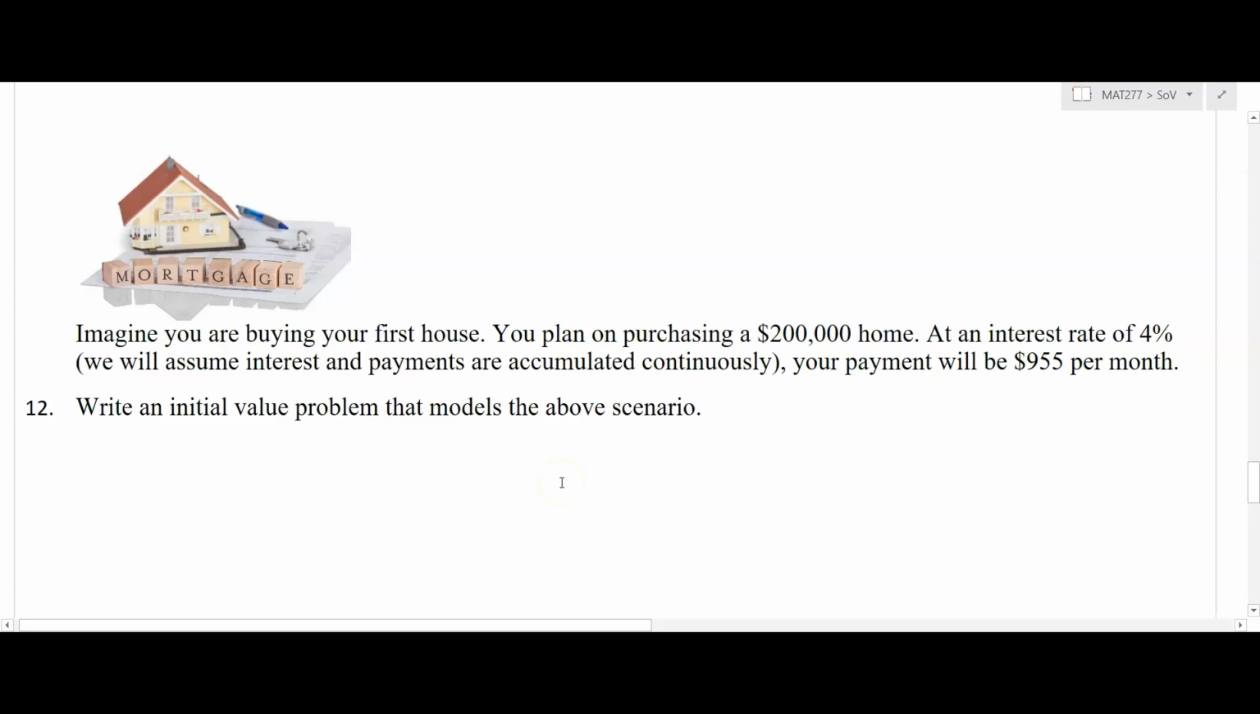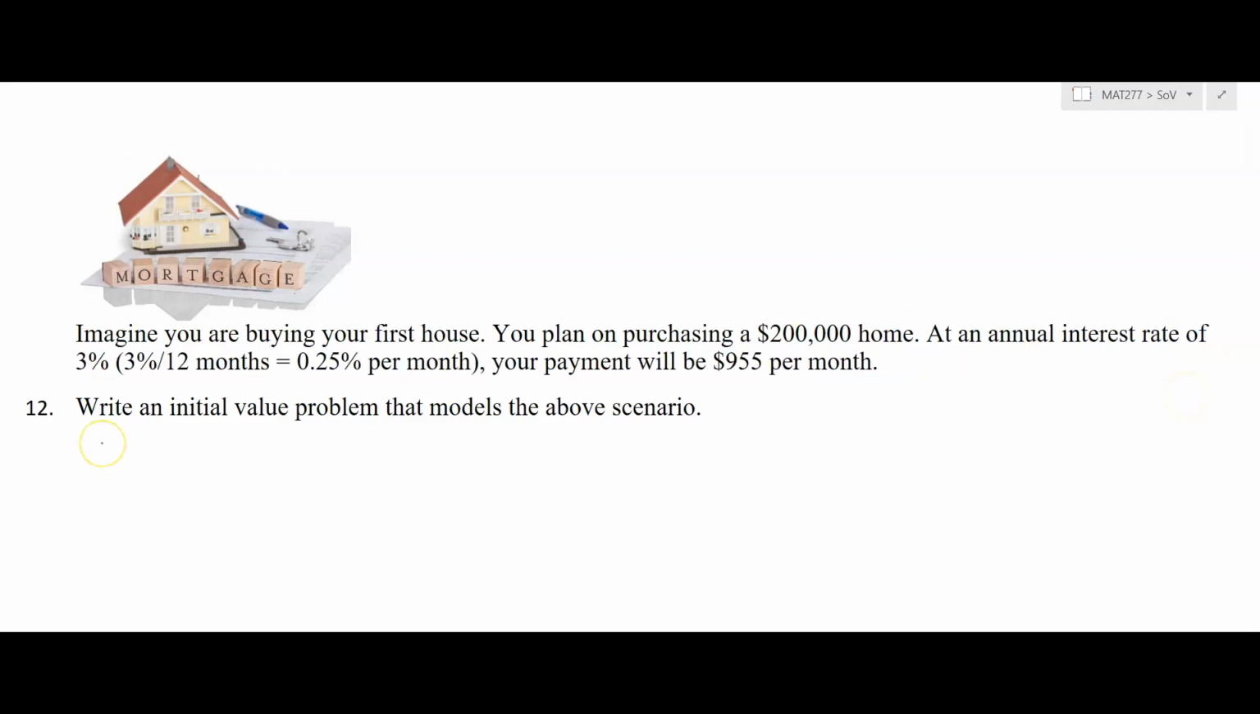Imagine you are buying your first house. You plan on purchasing a $200,000 home at an interest rate of 4%. So this is usually an annual interest rate. Your payment will be $955 per month. So let's add a little bit of detail here.